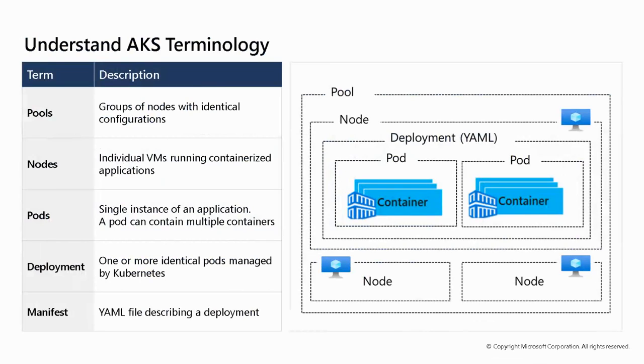We got as well the pods. We got the pools, we got the nodes, and we got the pods, which is a single instance of an application. A pod can contain many containers. For example, here in the image, you can see a pod here, and we can have 1, 2, 3 containers, or even more, right? And deployment is something that we've been talking a lot about, that it's one or more identical pods managed by Kubernetes. So this is going to be a deployment. If I have many of them, this is my deployment here, which is the second one. And in deployment, I have 2 different pods. And each pod can have multiple containers.